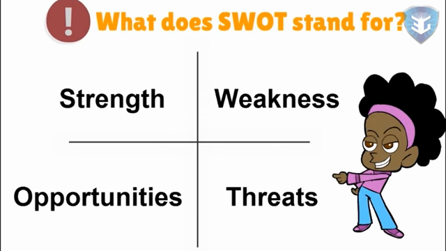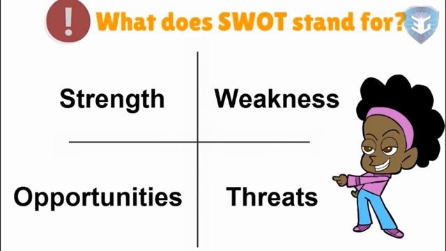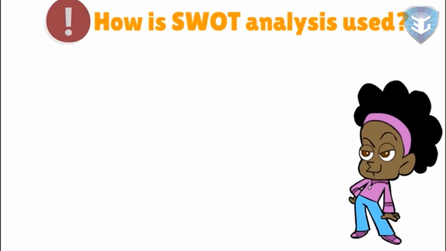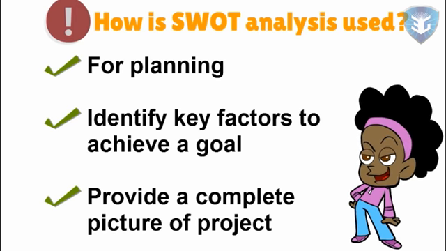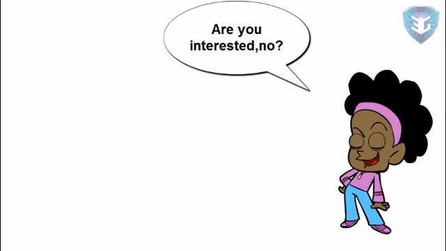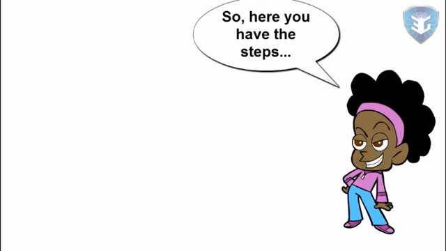What does SWOT stand for? Strengths, weaknesses, opportunities, threats. How is SWOT analysis used? For planning. Identify key factors to achieve a goal. Provide a complete picture of the project. Are you interested? No? So, here you have the steps.